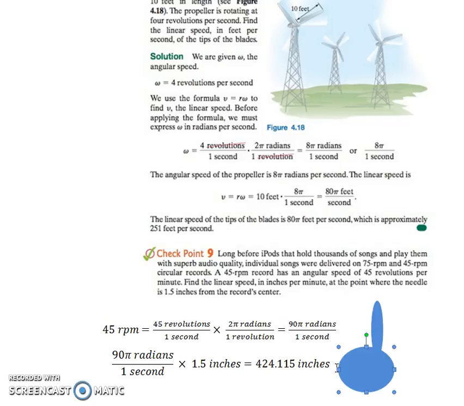So for both arc length and linear speed, you have to first make sure that you are in radians before you multiply by the radius.